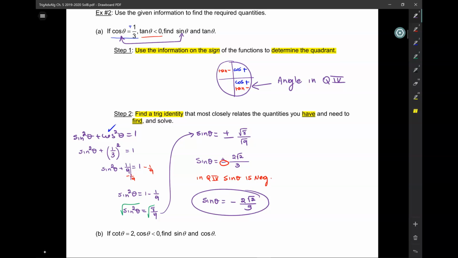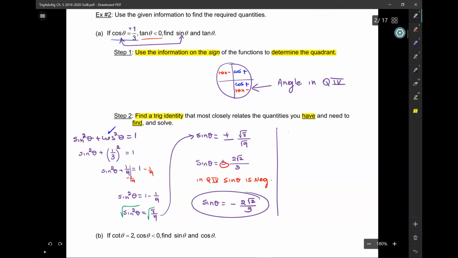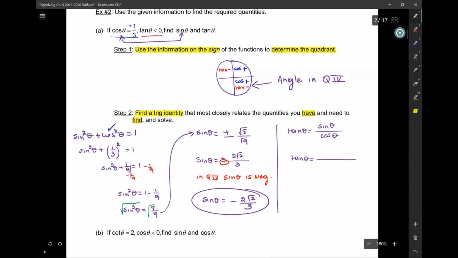Okay, now, can I now find an identity? Now I need to find tangent of theta. Tangent of theta is sine of theta over cosine of theta. Because we had to find two things. Tangent of, okay, so sine of theta, I just found it.